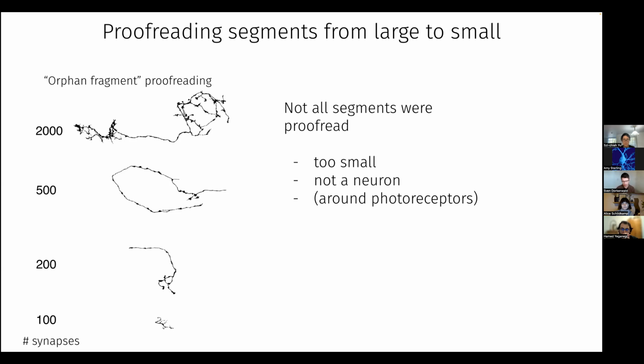And one thing specifically in this version is that not all photoreceptors actually were proofread. We initially didn't think they were proofreadable. They are, with a lot of work. And there will be a new version that includes all the photoreceptors.